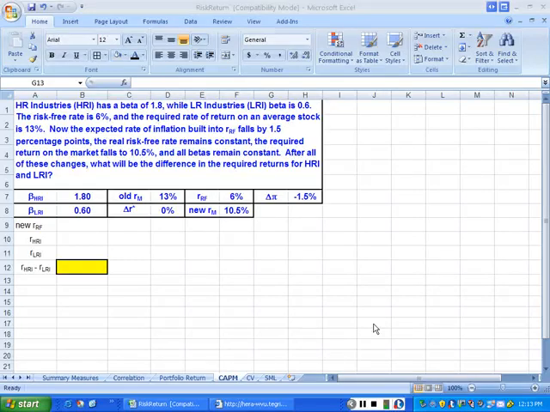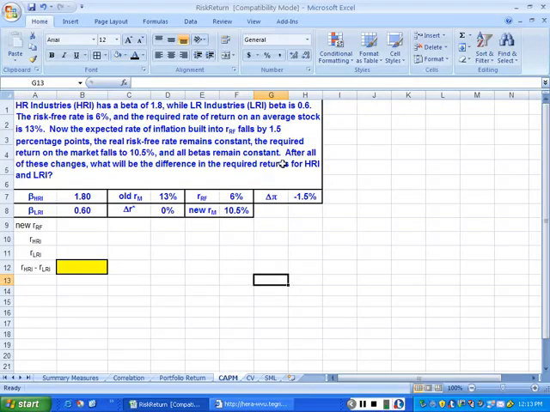HR Industries has a beta of 1.8, while LR Industries has a beta of 0.6. We've got a risk-free rate of 6%. The required rate of return on an average stock is 13%, in other words, the market. Now, the expected rate of inflation built into the risk-free rate, suppose it falls by 1.5 percentage points. The real risk-free rate remains constant.